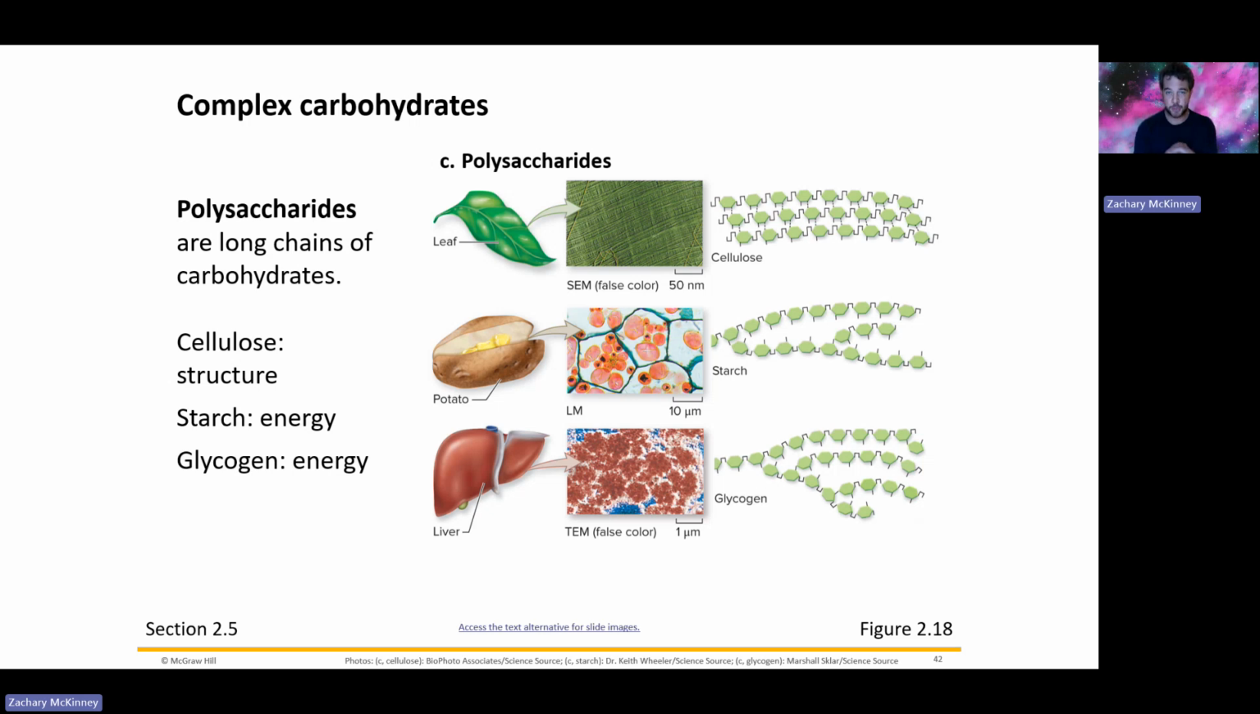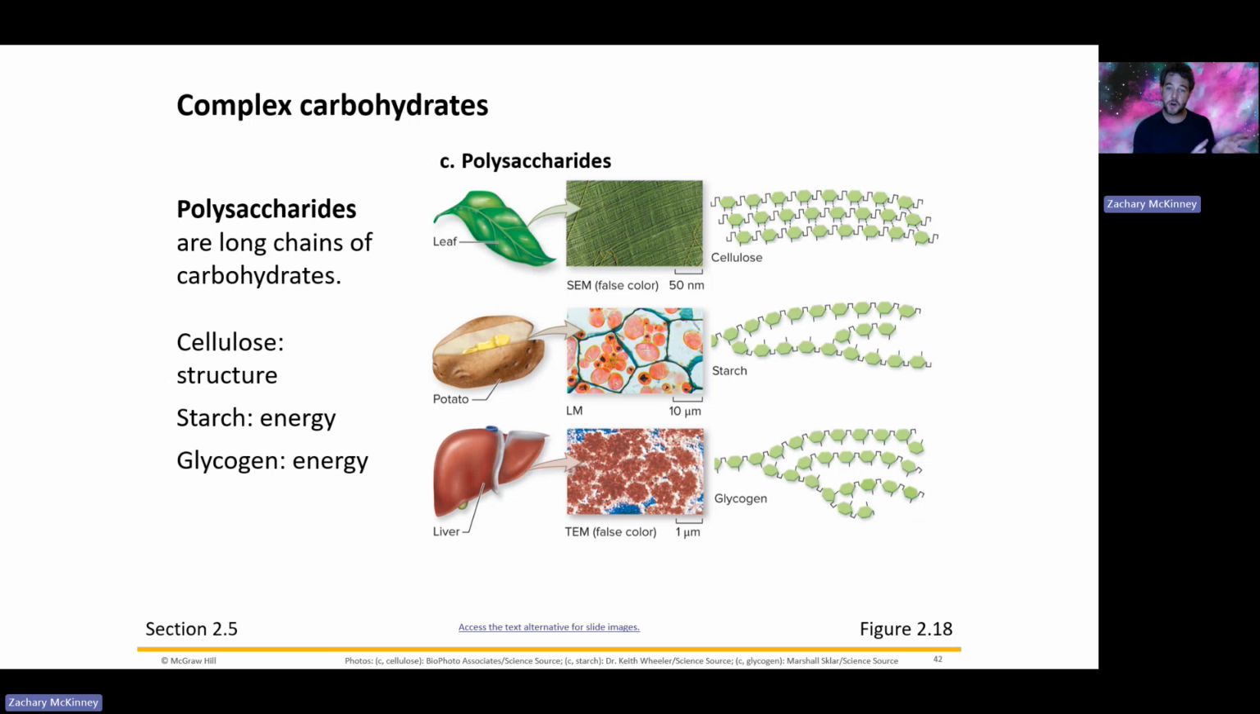Glycogen is found in animals for energy storage. So we'll use simple sugars, glucose, for quick energy if we need it. But if you are at rest when you're eating and your body doesn't need to use that glucose immediately, your liver is going to convert glucose into glycogen so that it can be stored there and in your muscles for later use.